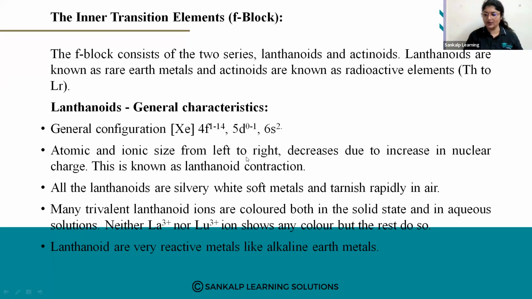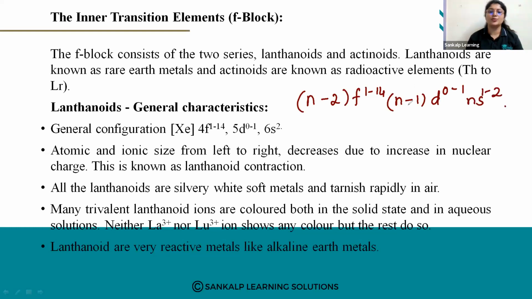Or else I can give you the general electronic configuration. In these elements, the f orbitals of the ultimate shell are gradually filled with electrons. Therefore, the general electronic configuration will be (n-2)f1 to 14, (n-1)d0 to 1, ns2. More generally, this will be the general electronic configuration.